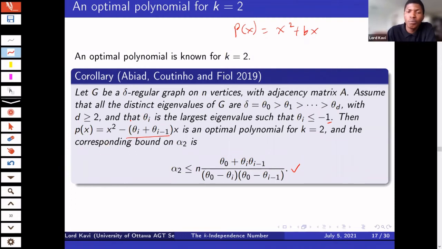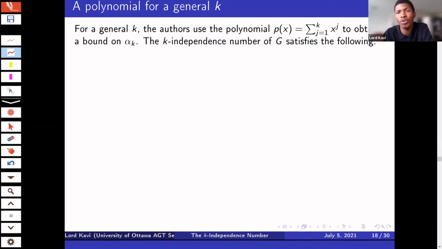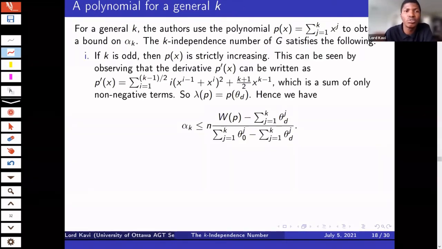So now, I don't want to go through the proof. It's more of optimizing this, right? So optimizing everything with relation to this. So we are still on the quest for getting a closed form polynomial for the general k.